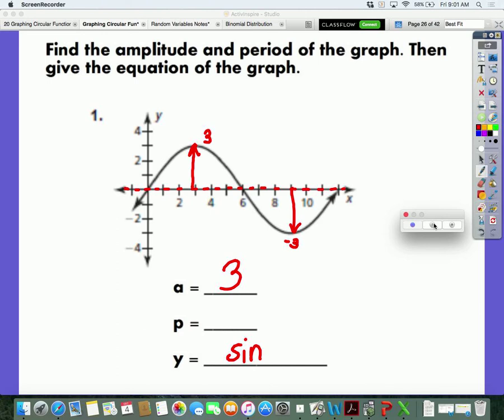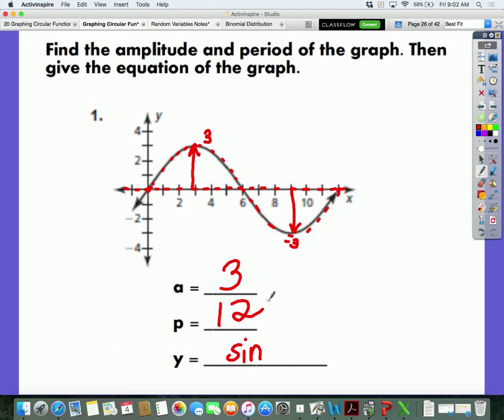In this case, we would start here at 0. We go up, we go down, and we go back up. After this point, it's going to continue to repeat the process, and that is a total length of 12. So our period is 12. All right? So now we have to write the equation.